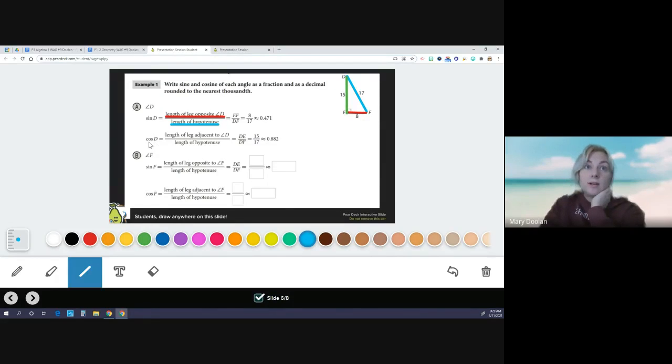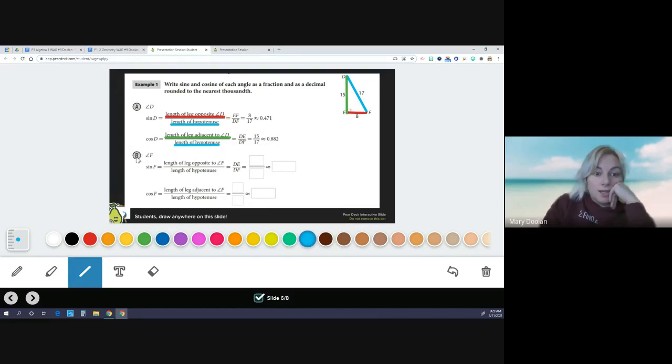For the cosine of D, we're going to look at the ratio, the length of the adjacent, which is next to angle D, to the length of the hypotenuse, which is still blue. So green over blue, 15 over 17. Simplify it, you round, it switches from an equal sign to approximately equal sign.